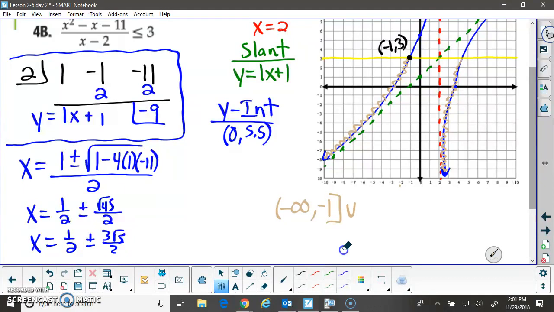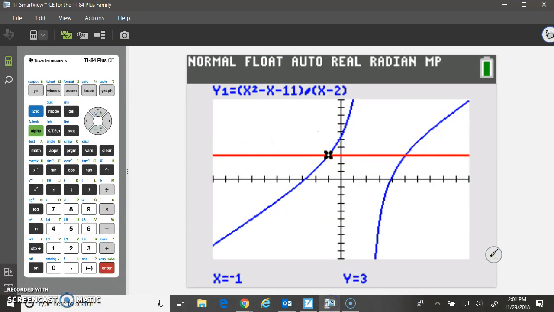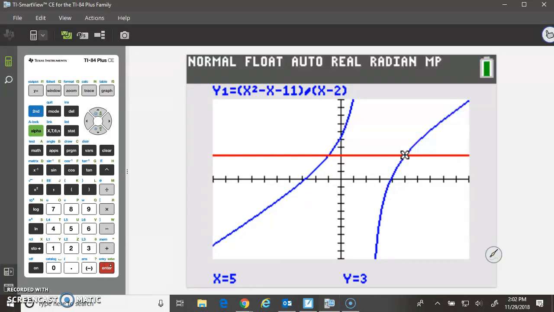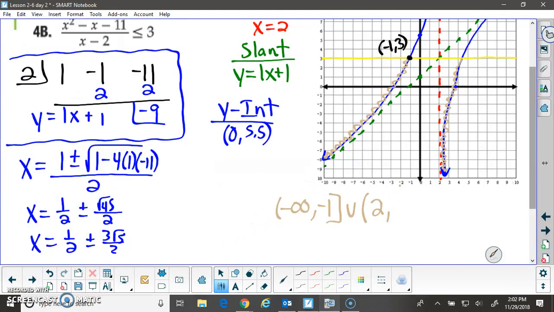So we're going to union this with the asymptote, which we know is at 2. And you always put a parenthesis on an asymptote. And I've got to find that important point. So if I go to the graph, it looks like it's at 1, 2, 3, 4, 5. So let's trace. Let's go to 5. Sure enough, that's where that intersection point is. So from 2 to 5, you need to have a bracket on that 5.